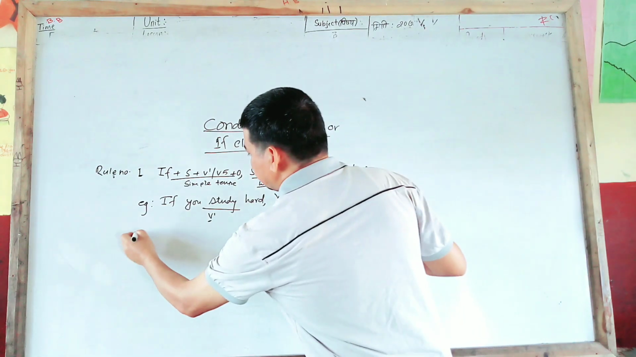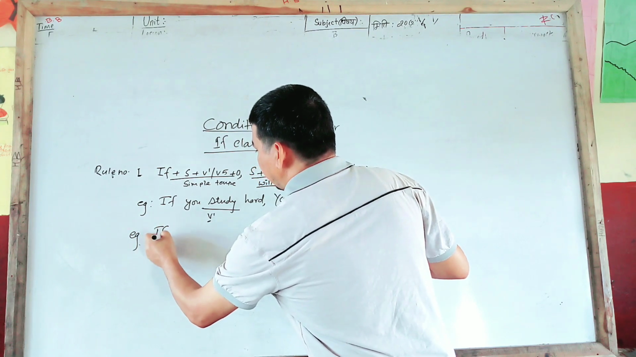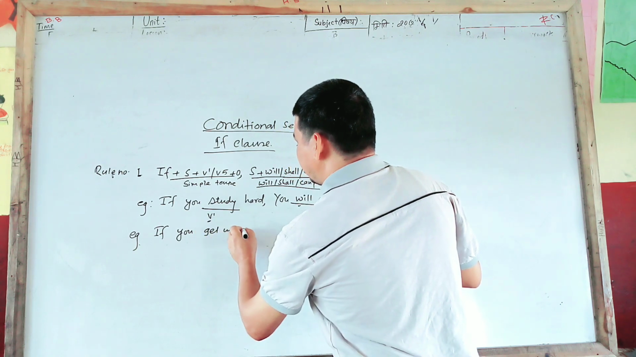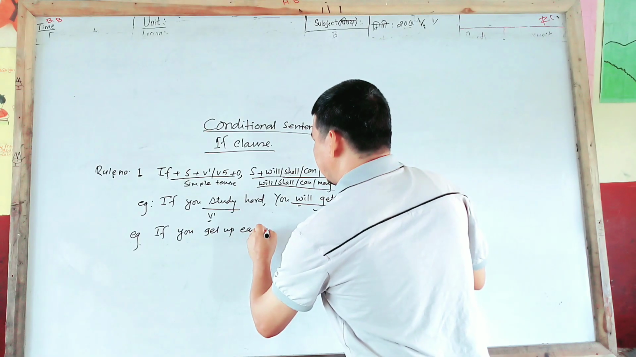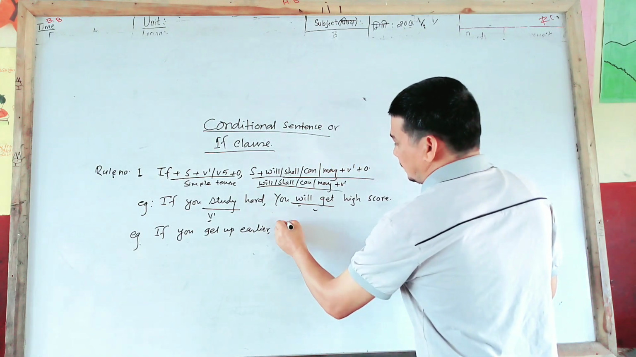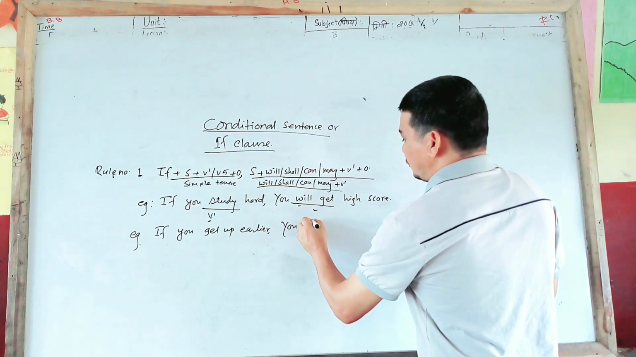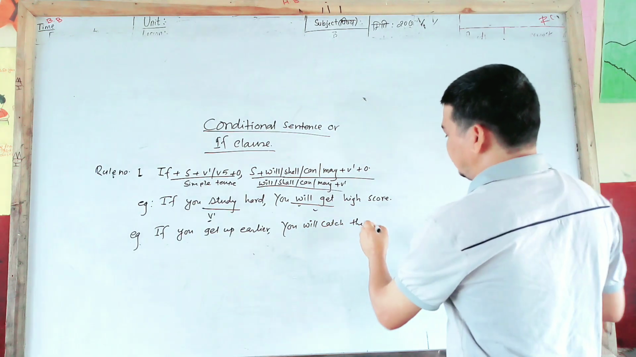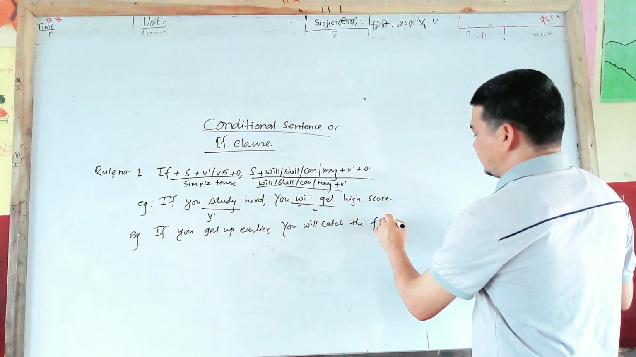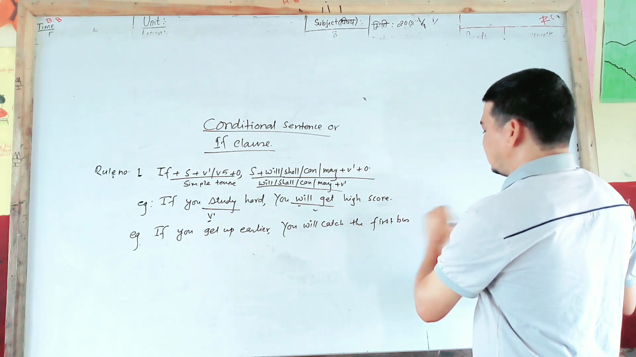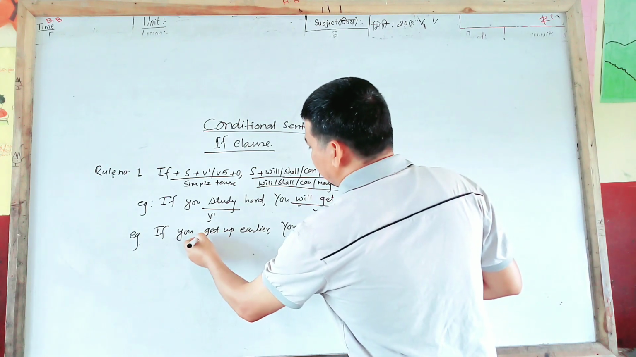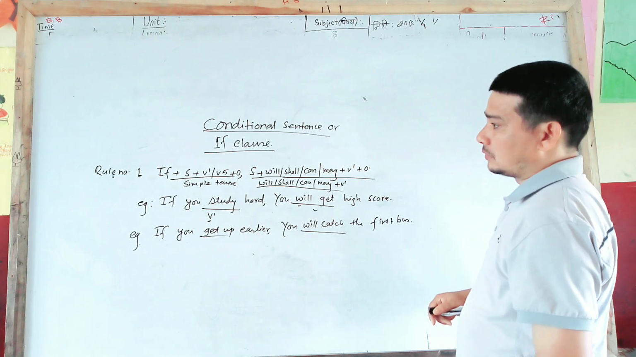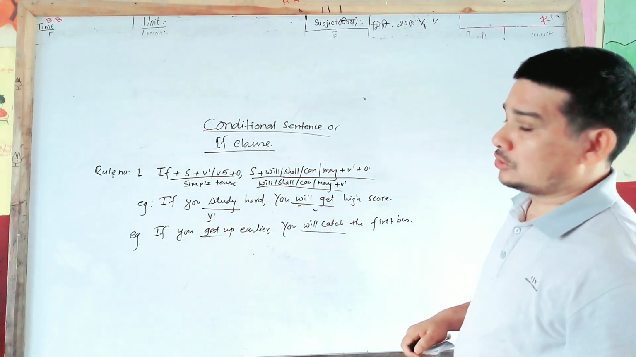Okay, so next, if you get up earlier, you will catch the first bus. So get up is v1, will plus v1. Okay, so these are some examples of rule number 1.